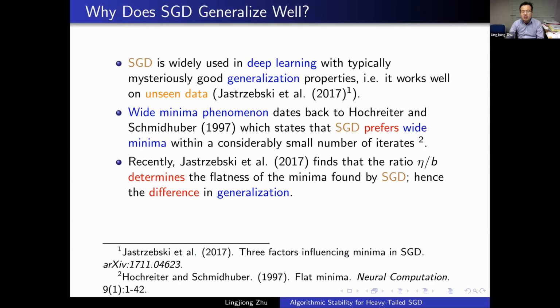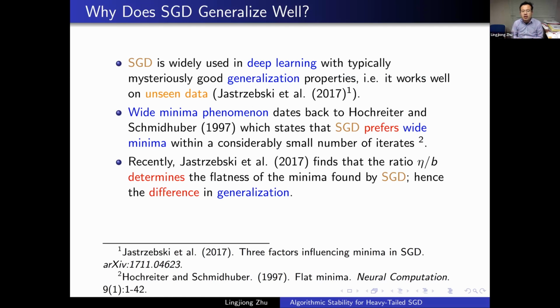Now, why does it work well for unseen data? There are many different speculations or explanations. One of them is the so-called wide minima phenomenon that dates back more than 2 decades ago. Basically, they argue that SGD prefers those wide or flat minima.